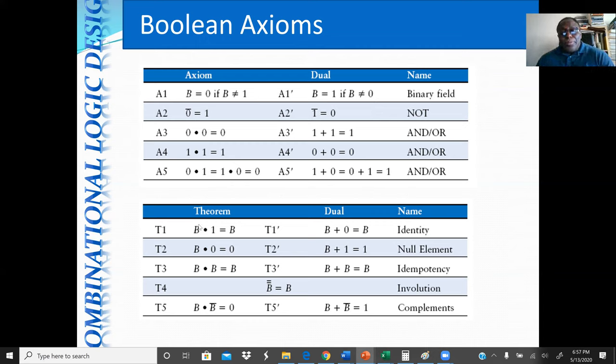Then we have the identities. B times 1 is B. B plus 0 is also B. B times 0 is 0. But B plus 1 will be 1, because it doesn't matter what the value of B is. If B is 0, 0 plus 1 is 1. If B is 1, 1 plus 1 is 1. So B plus 1 is always 1. Then B times B is BB, but BB is the same as B. Then B plus B is also B.